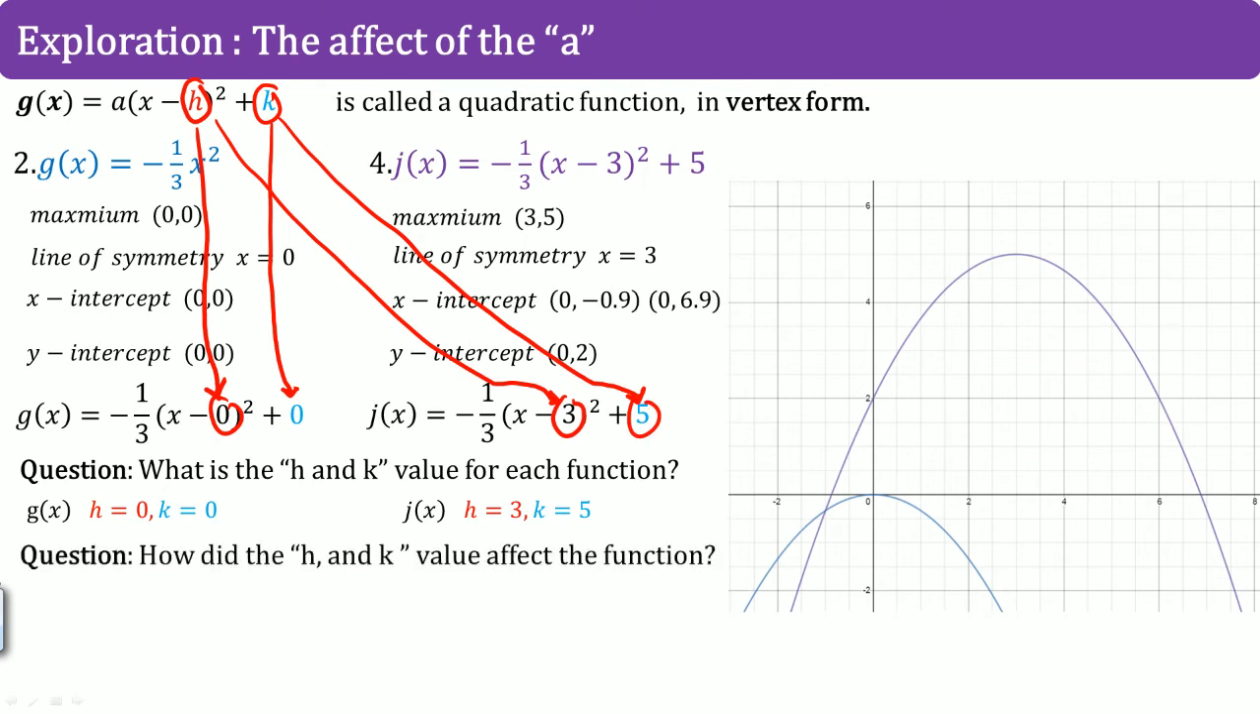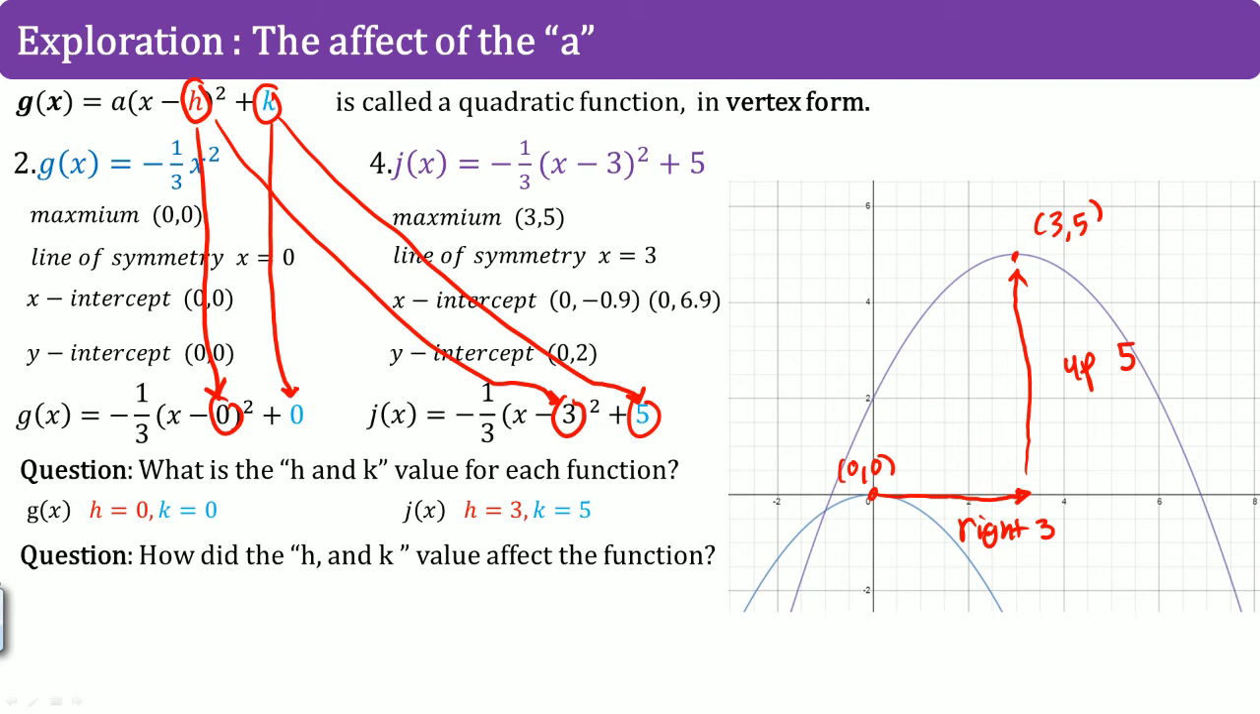So the question is this: how did the h and the k affect the function? Well, let's just put the vertex here first. The vertex for the g of x was 0, 0. The vertex for the j of x was 3, 5. Notice that here you went to the right 3, then you went up 5. Wow, that is interesting.